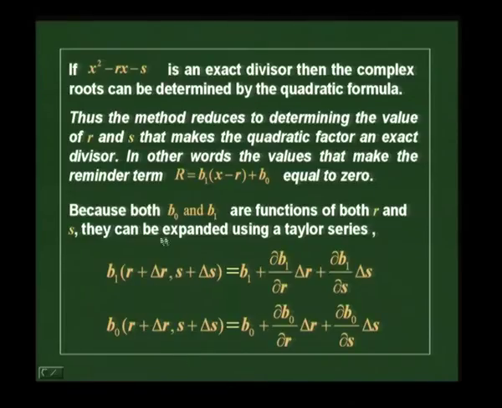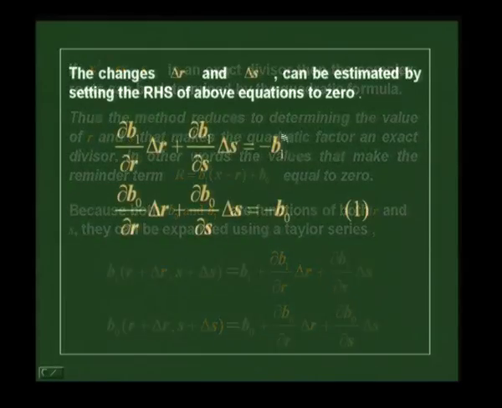And what is my new b1 value there? That is given by this Taylor expansion. And what is my new b0 value there? That is given by this Taylor expansion. So, if the delta r and delta s are correctly chosen, the left hand side should go to 0. That means I have an equation that b1 plus del b1 by del r into delta r, plus del b1 by del s into delta s equals 0. So, I have this equation.